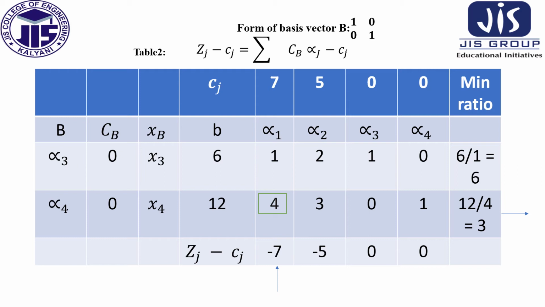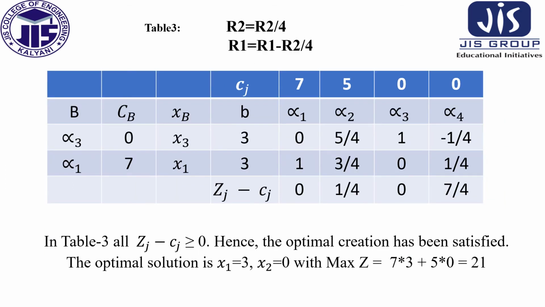Okay, so how can we do that? To convert this 4 into 1, we have to formulate the formula, so that this key element will be converted into 1, and all the other elements of this alpha 1 column will be converted into 0. So here how can we formulate? We are dividing the entire R2 by R1, and we are assigning this again into R2. So we are writing here R2 equal to R2 divided by 4.